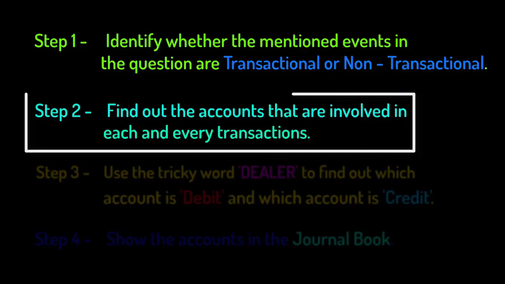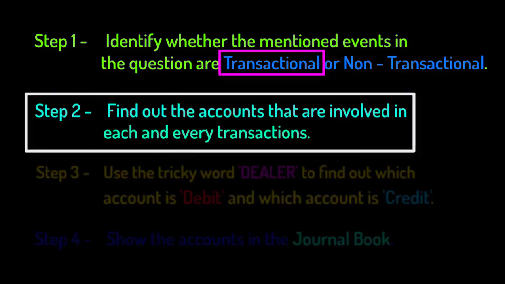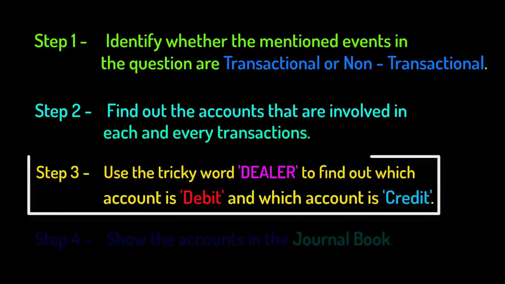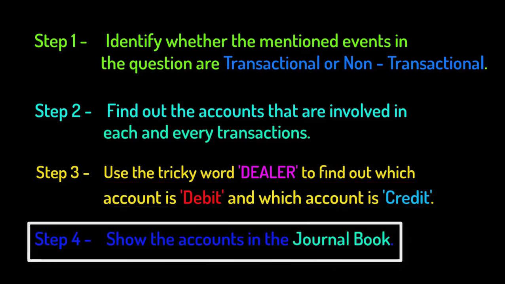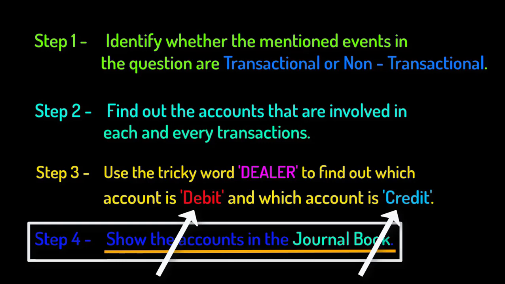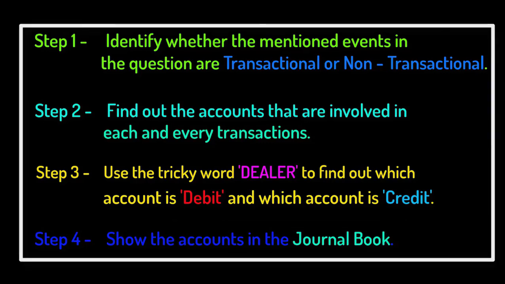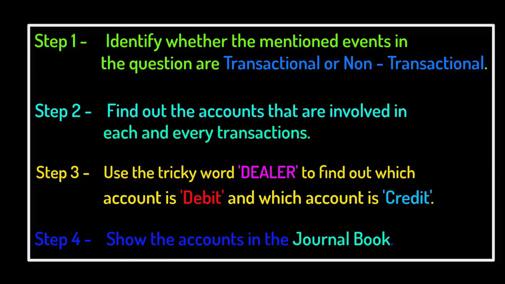Okay? Step 2. After determining the transactional events, you will have to find out the accounts that are involved in each and every transaction. Do remember, every transaction has at least 2 accounts. Step 3. You will have to use the tricky word dealer to find out which account is debit and which account is credit. At last, in step 4, you will have to show the accounts in the journal book according to debit and credit. So, these are the steps that you will have to follow for passing journal entries. Now we will learn these 4 steps one by one.